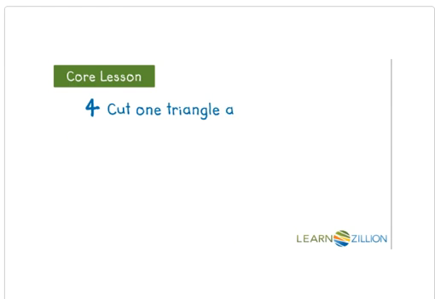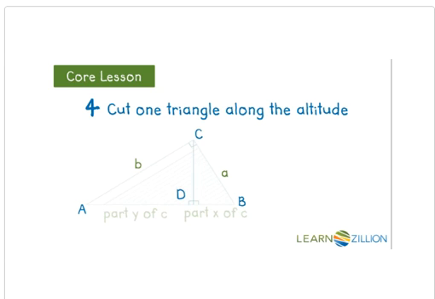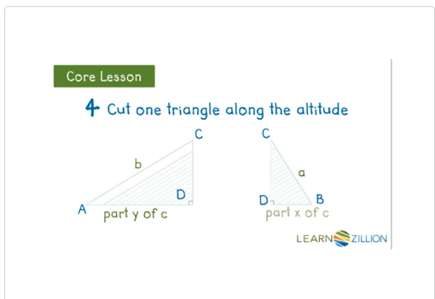So step 4, we're going to cut one triangle along its altitude. So here's one of our triangles. If we cut it along its altitude, we've created 2 more triangles, or we've split them apart. So we've got the medium triangle and the smaller triangle.